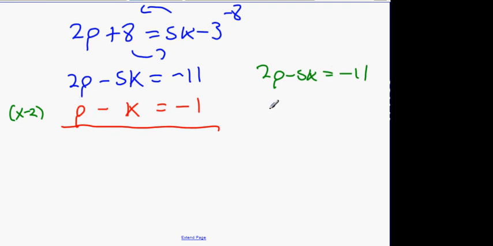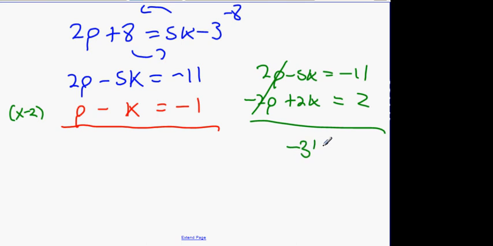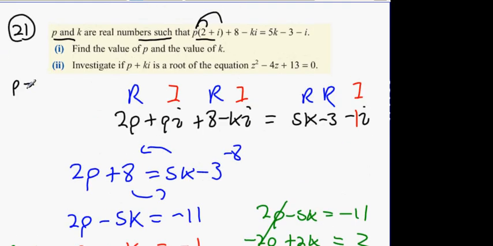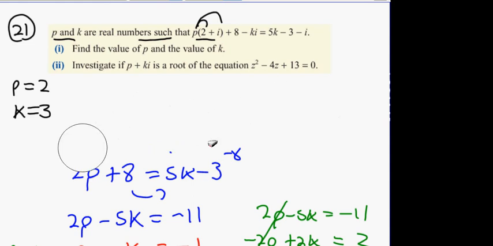Multiply this one by minus 2. Minus 2P plus 2K equals 2. Cancel. Minus 3K equals minus 9. K therefore equals 3. Now it's going to be P minus 3 equals minus 1. P therefore has to be plus 2. Now guys, I'm now on P equals 2, K equals 3. So Cian, how do you do the next part? So I've solved the first part, P equals 2, K equals 3. You need the first part to answer the second part. So how do you answer the second part now?